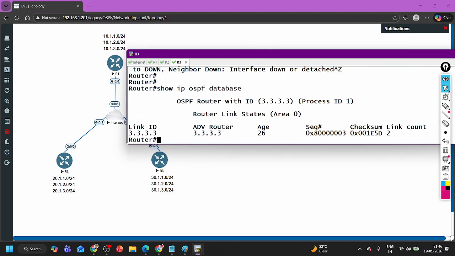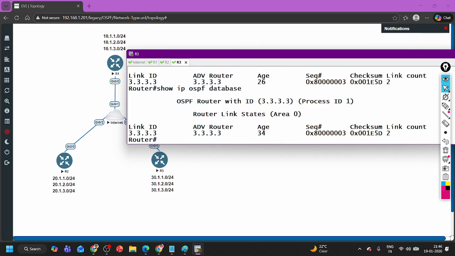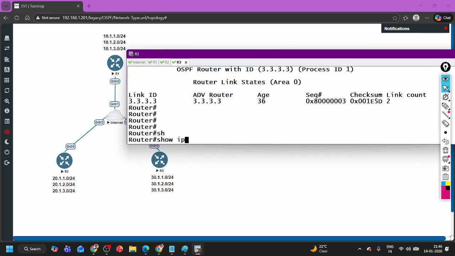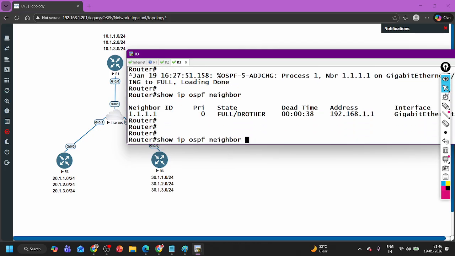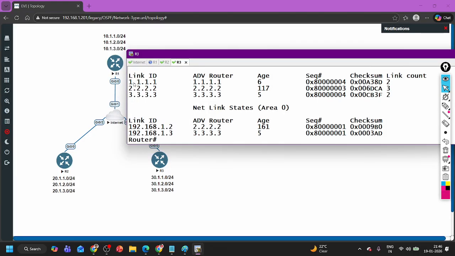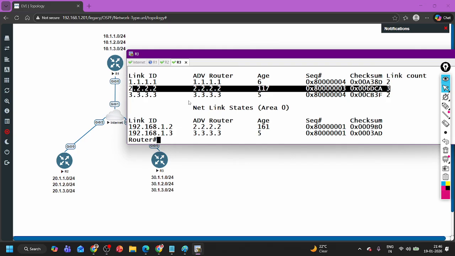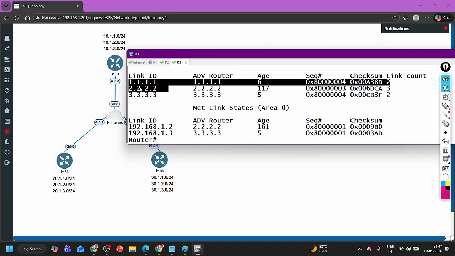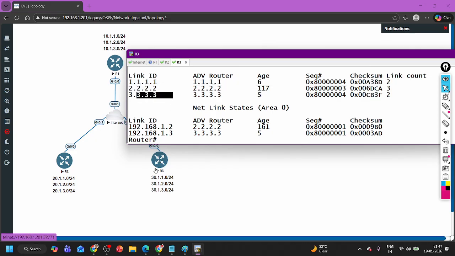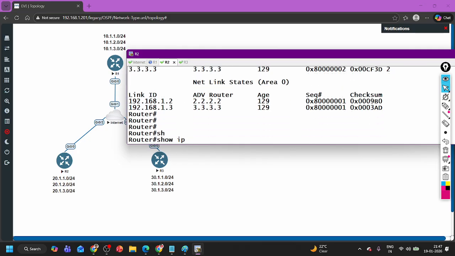So show IP OSPF database. Here you can see the database of DR router R3. There is router LSA of R3. It will also have router LSA of R1. So show IP OSPF neighbor. Okay, now neighborship is up. Now you can see, right? Router LSA of R1, router LSA of R2 is also there. Router LSA of R2 should not be here. Router LSA of R3 and router LSA of R2, these two LSAs will be there in the database of router number 3. And in the database of router number 2, there will be only one router LSA, of router 2.